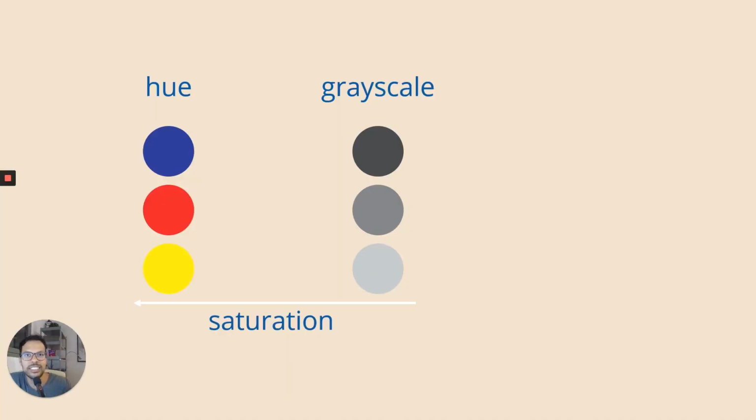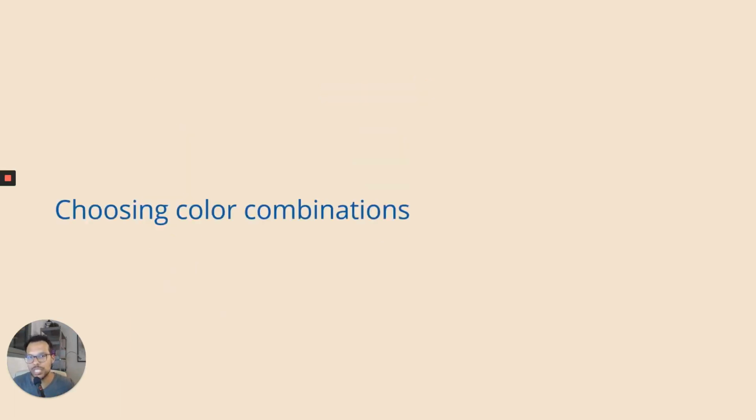And basically, the more saturated a color is, the closer to its hue, to its purest form, it is. And the less saturated it is, the more converted to grayscale it is. Meaning that if a color is completely desaturated, it is in its grayscale. Having these concepts in mind, we can take a look at choosing color combinations.